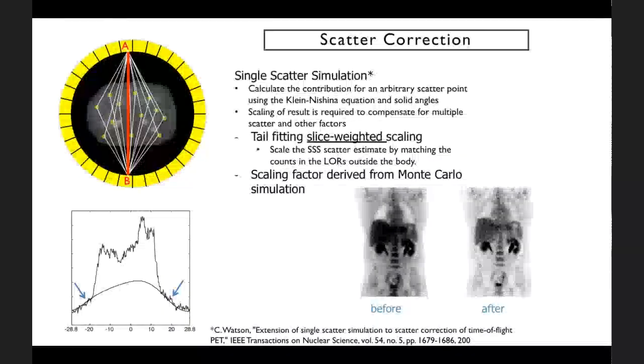The other problem with it is that if you have a very large patient who fills the entire field of view, then you're not going to have tails on the side. It's going to be patient all the way out towards the detector, or you're going to have a very low count, noisy tail. So a different way of doing it has been introduced in some of our newer scanners, where instead of using tail fitting, they actually come up with a scaling factor based on a small Monte Carlo simulation. And I've given you the reference for this method of scatter correction.